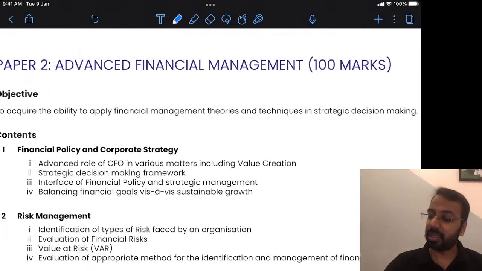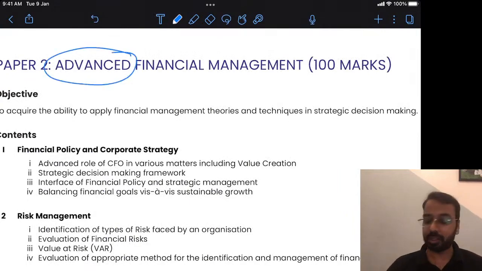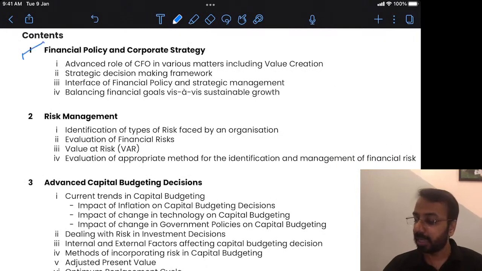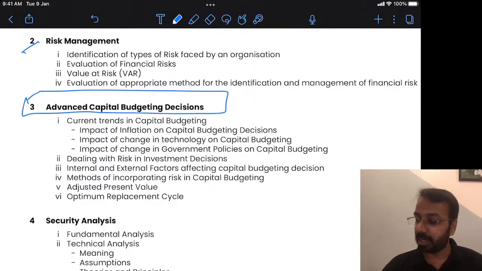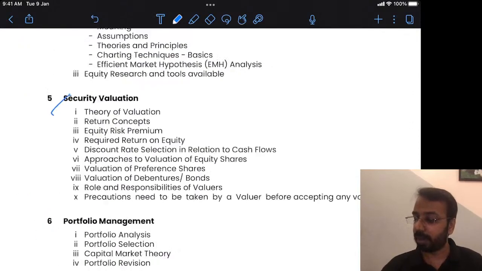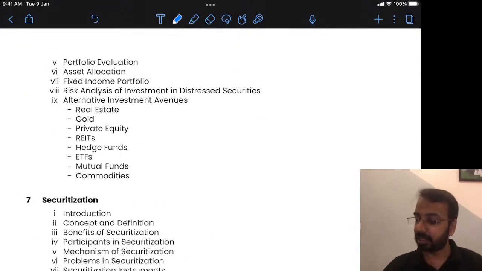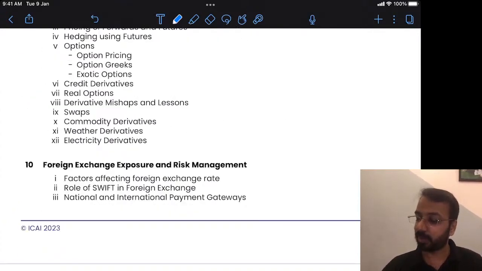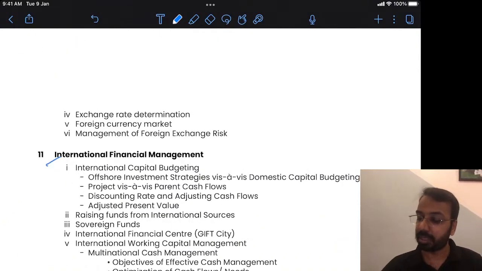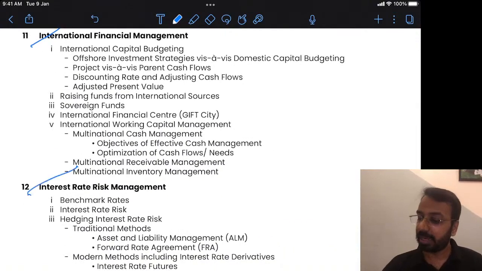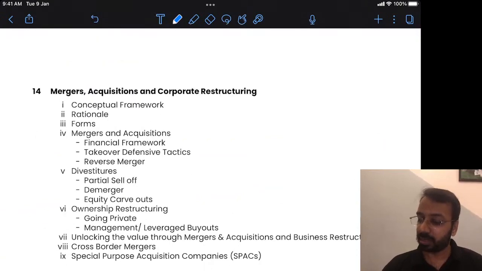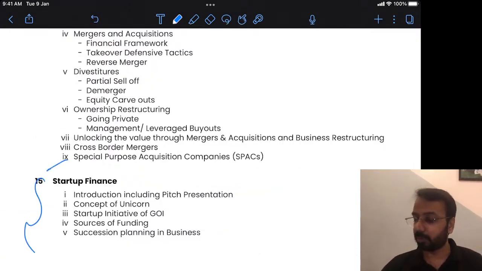Then strategic financial management becomes advanced financial management, where you have financial policy risk management. This is something which has been added new, advanced capital budgeting decision. Then you have security analysis, security valuation, portfolio management, already there, securitization, mutual fund, derivatives, foreign exchange exposure and risk management, international financial management, rate risk management, and business valuation, merger acquisitions, and startup finance. So all of these are a part of it.